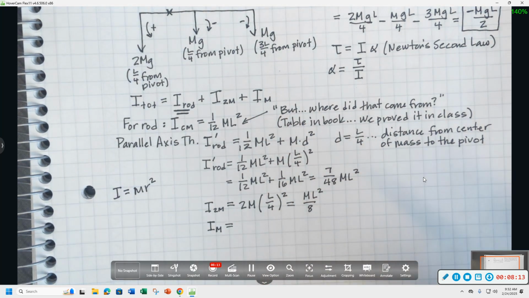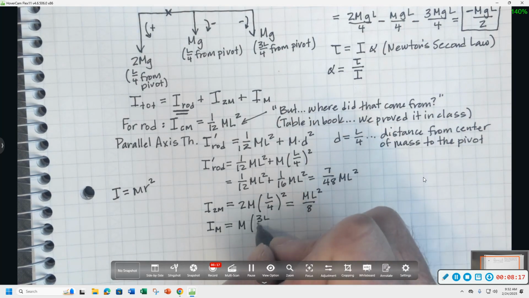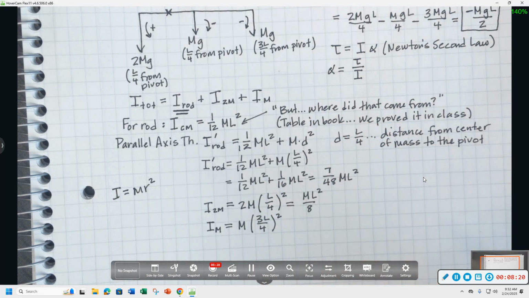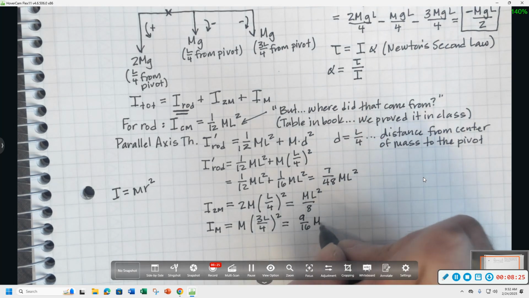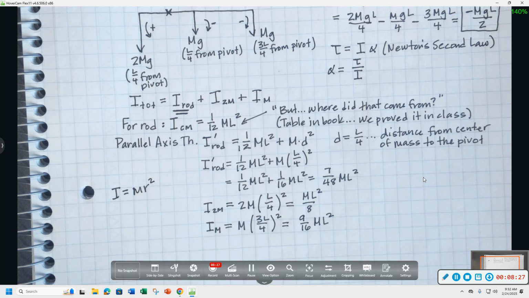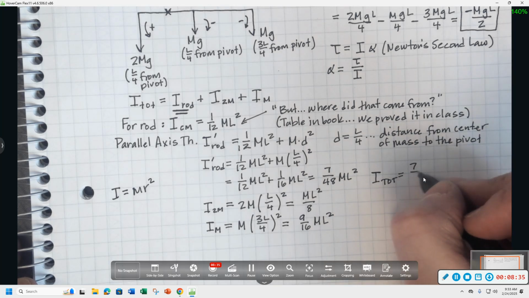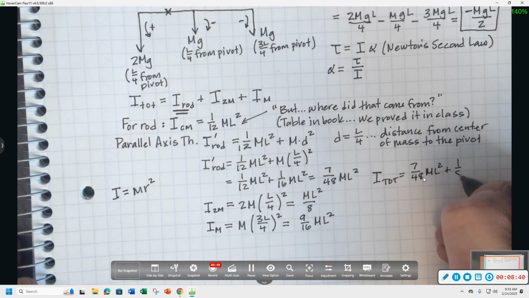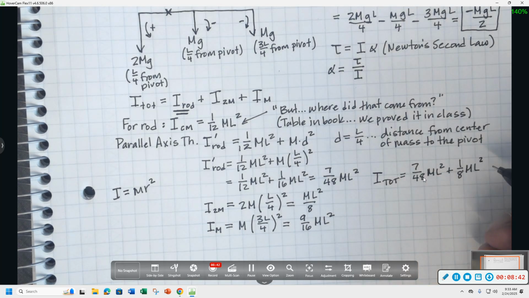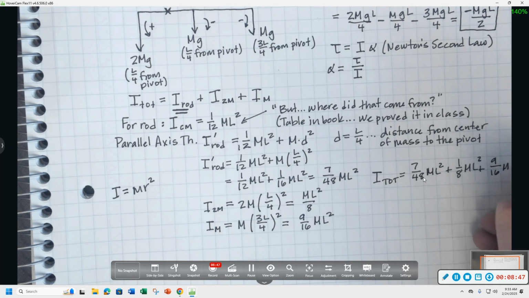So overall here I get ml squared over 8. Again, L squared over 16 times 2. For the 1m block, that's m times 3L over 4, squared, because that's the distance squared. So I get 9/16 ml squared. My total I: 7/48 plus 1/8 plus 9/16 ml squared.